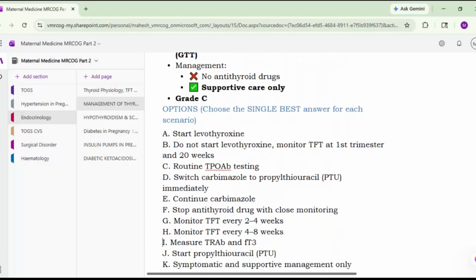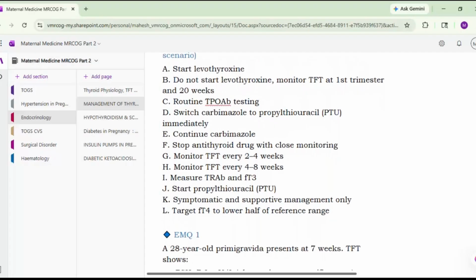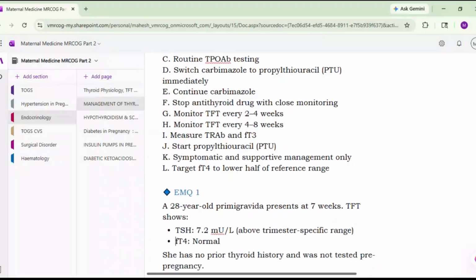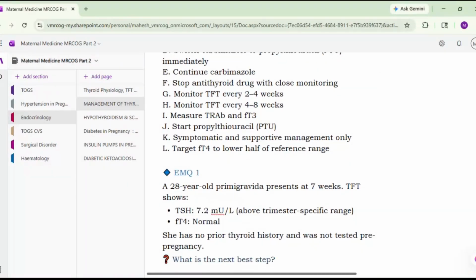Next, we have a few EMQs, doctor. So this is the first scenario. A 28-year-old primigravida presents at 7 weeks. TFT shows TSH is 7.2 milliunits and free T4 is normal. She has no prior thyroid history and was not tested pre-pregnancy. What is the next best step? Just understand the question, come to the diagnosis, and then the concept.